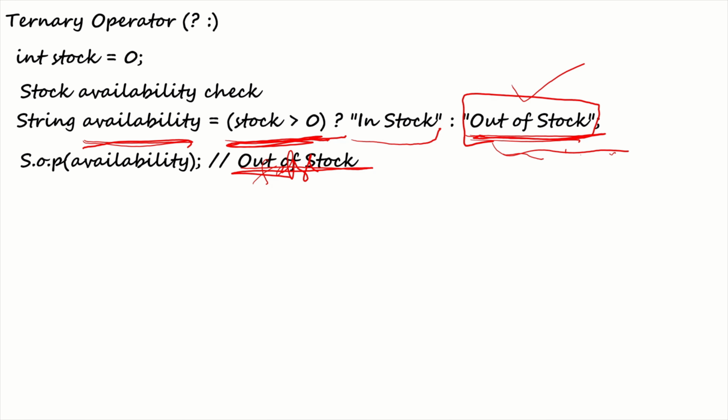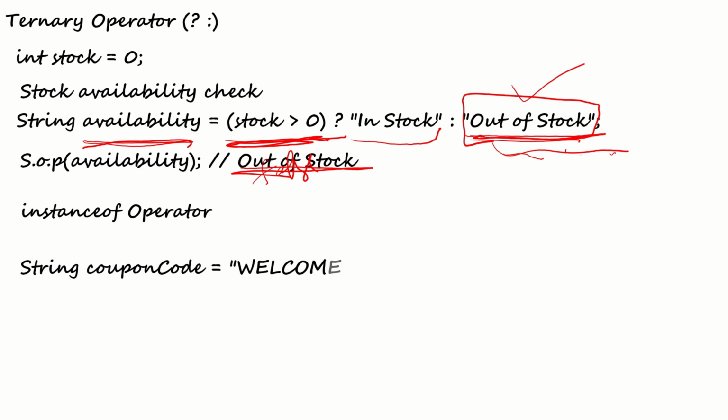Okay. Next operator is the instanceof operator. So basically, if I want to check that a particular object is of a specific type, that means if I want to check whether a product object is of type product or a string is of type string. We'll talk about what is object later. But for now, just remember, if you want to check an object belongs to a specific class or type, then we use instanceof operator. So example, I have a variable called coupon code whose type is string. This is a variable and this is a data type.